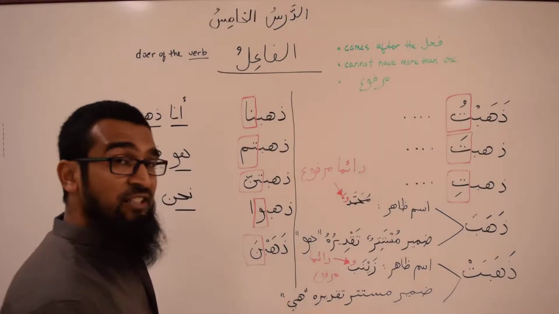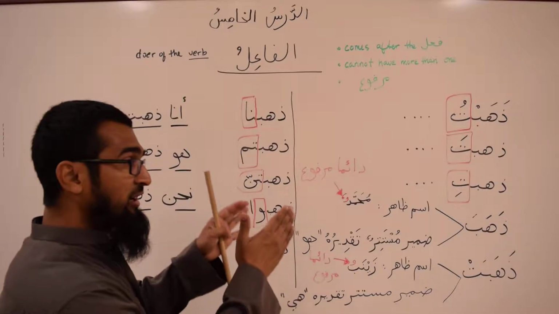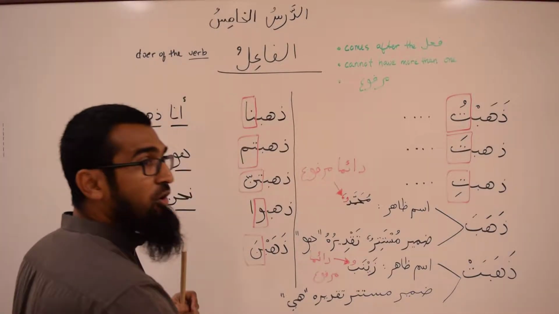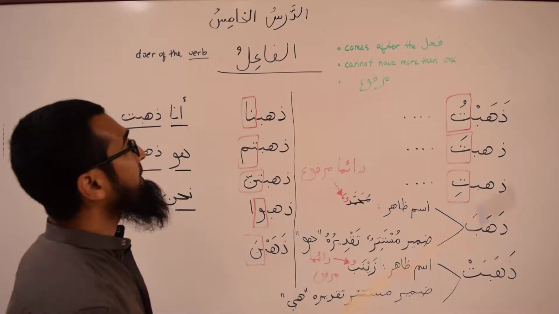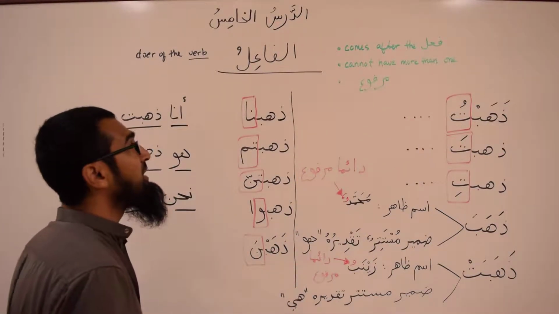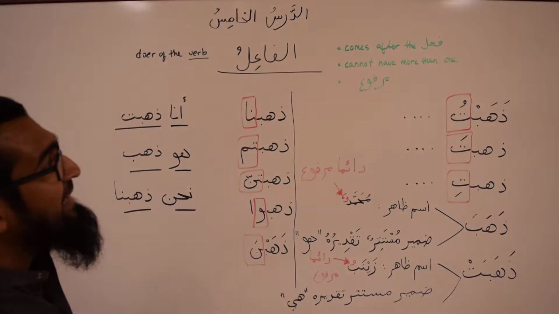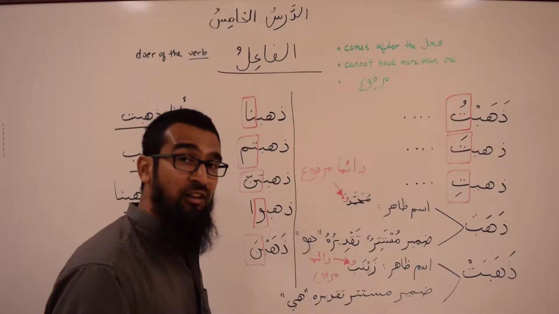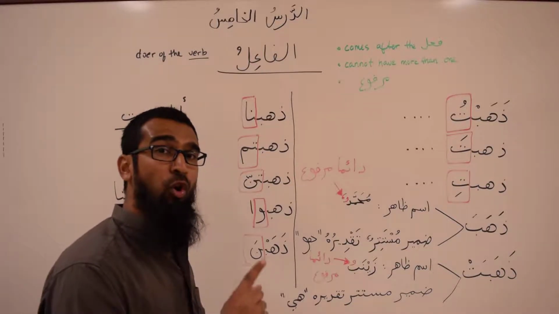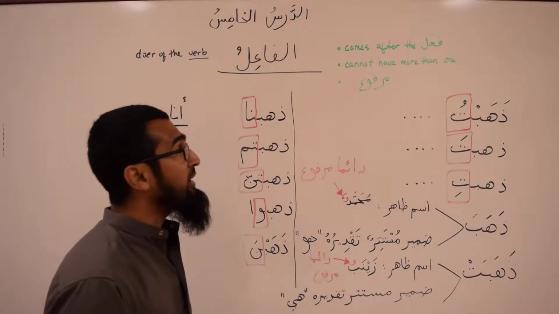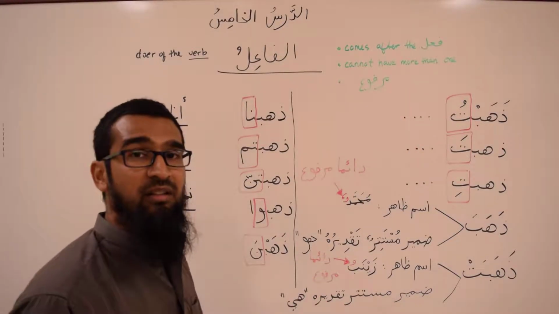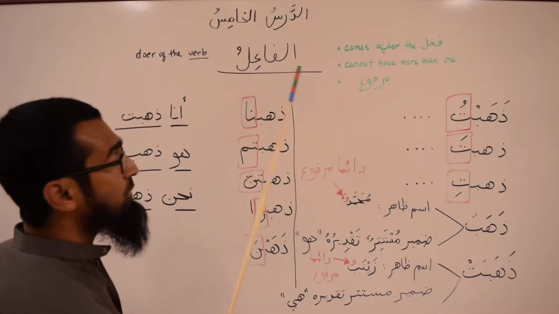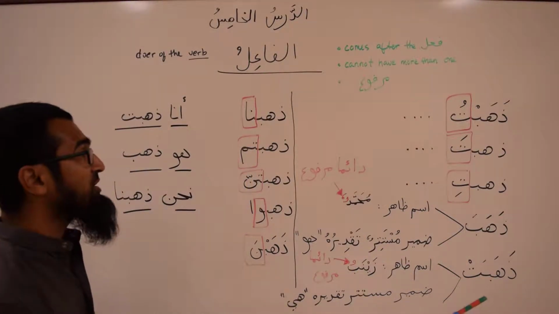1, it comes after the fi'il. So first must be a fi'il, and then after it comes the fa'il. The fa'il cannot come before the fi'il, basically. Number 2, the fa'il, there cannot be more than one fa'il for a fi'il. Every verb has only one fa'il. Meaning we cannot have more than one doer of the action.